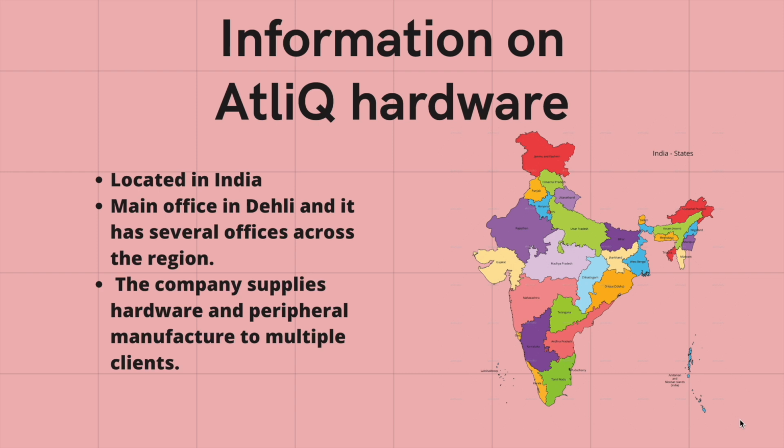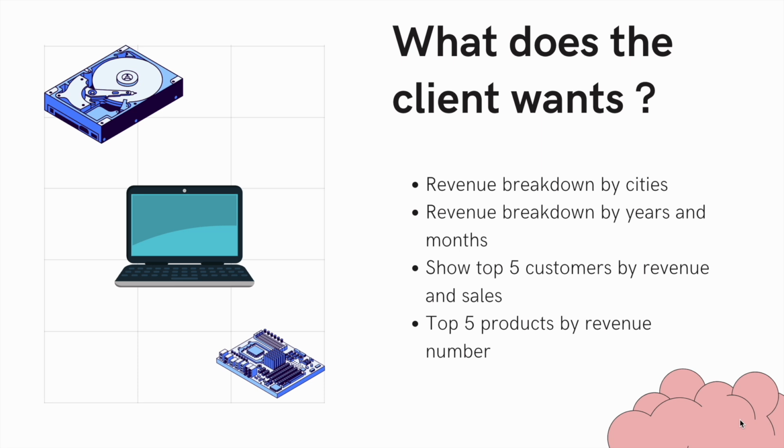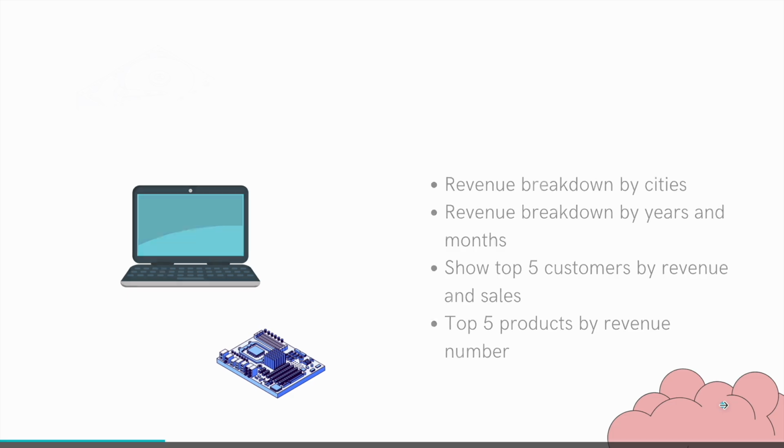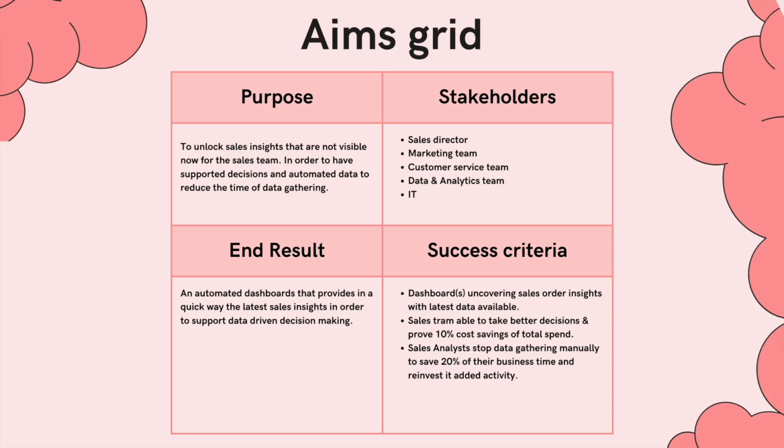So in this fake situation, I get hired and I'm asked to solve this problem. What does this sales director want? He wants the revenue breakdown by cities. He wants a revenue breakdown by years and months. He wants to see the top 5 clients by revenue and sales, and he also wants to see the top 5 products by revenue number.